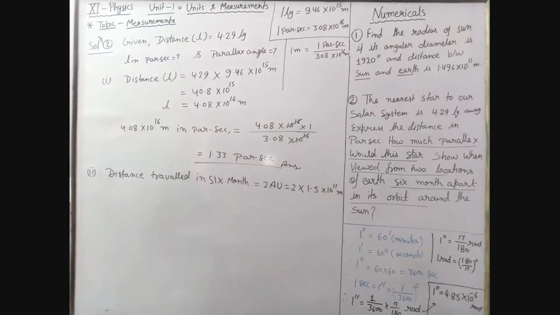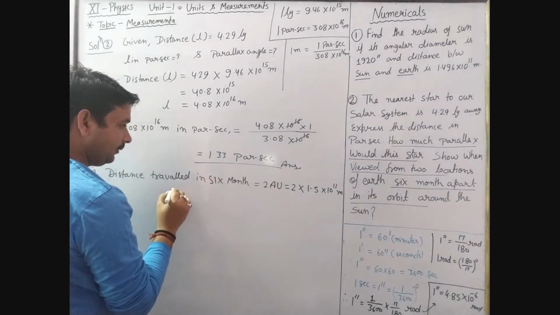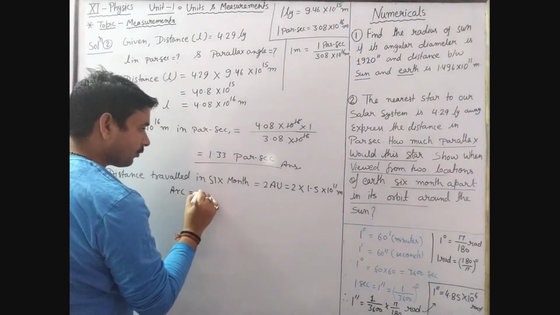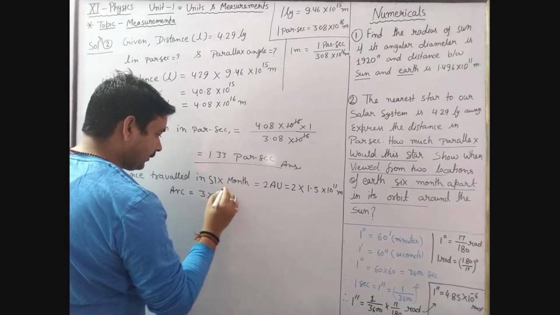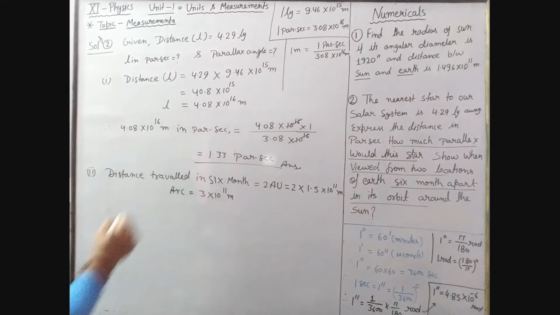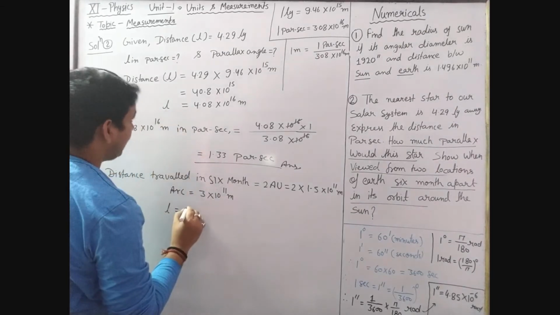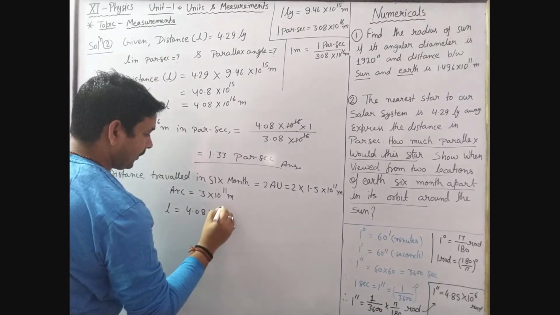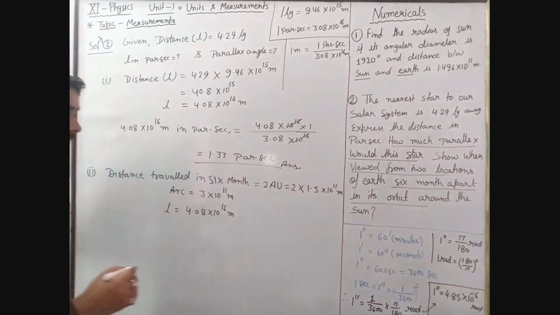Okay, therefore you will calculate the distance, which means the value of arc is equal to 3 into 10 to the power 11 meter. This is the value of arc. And length we have this much: L is equal to 4.08 into 10 to the power 16 meter. These two values we have.